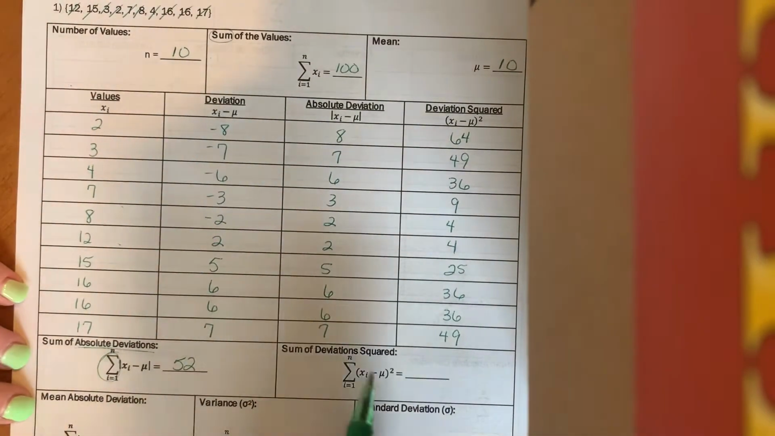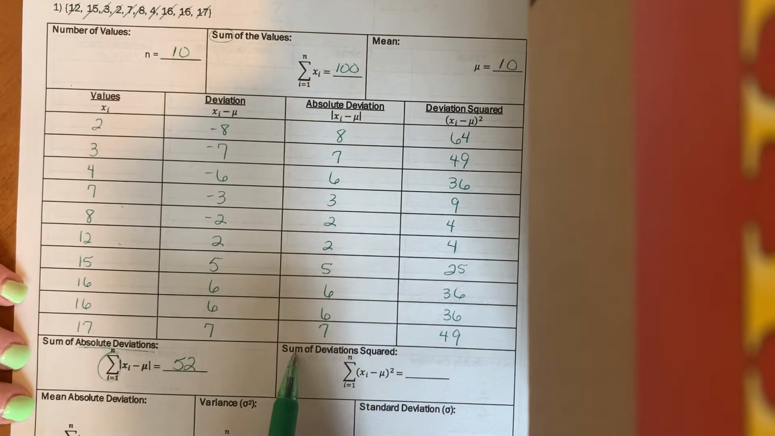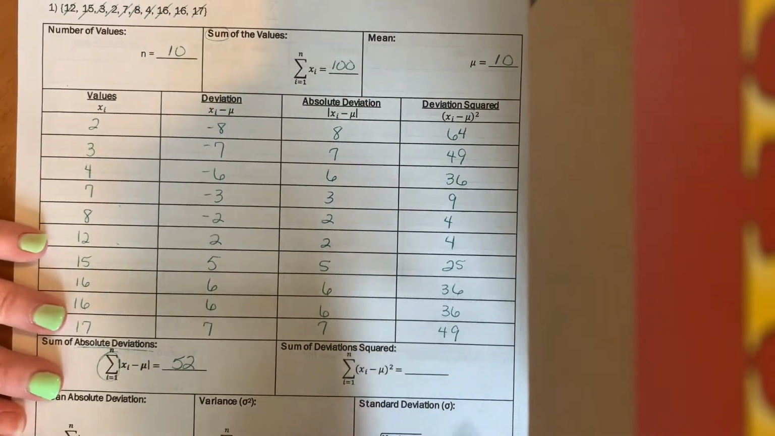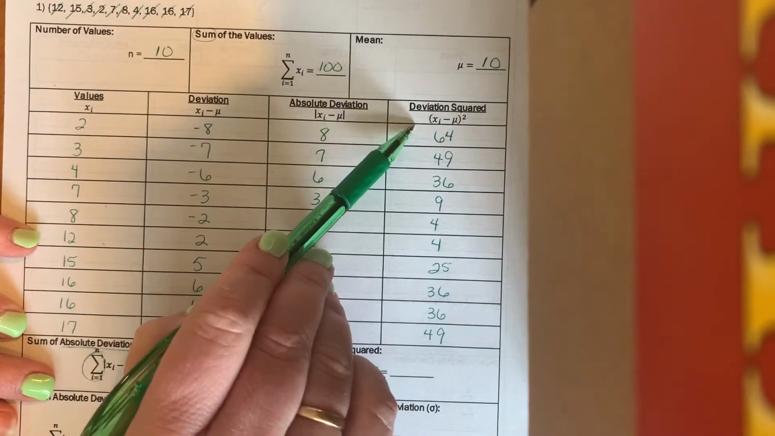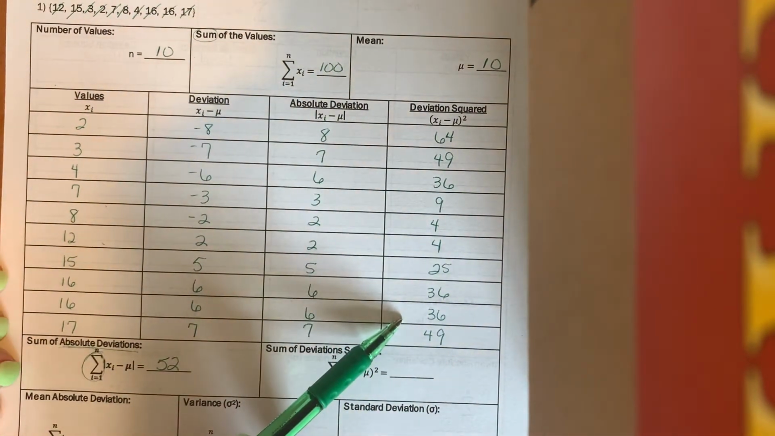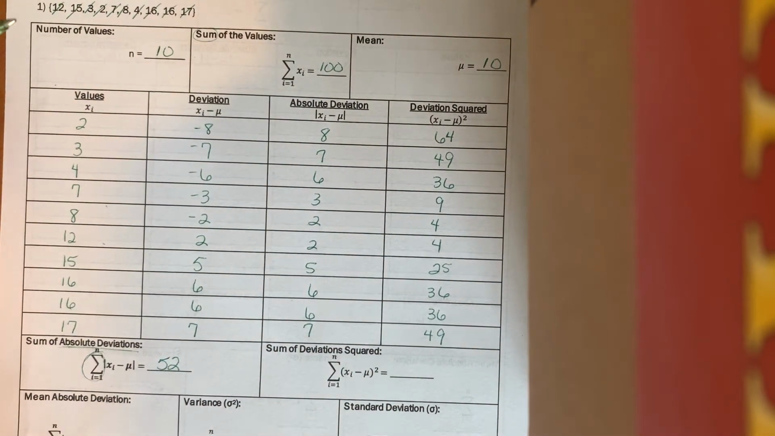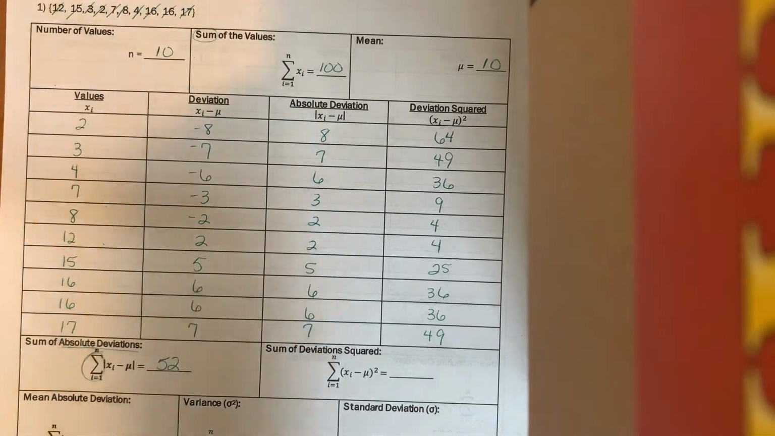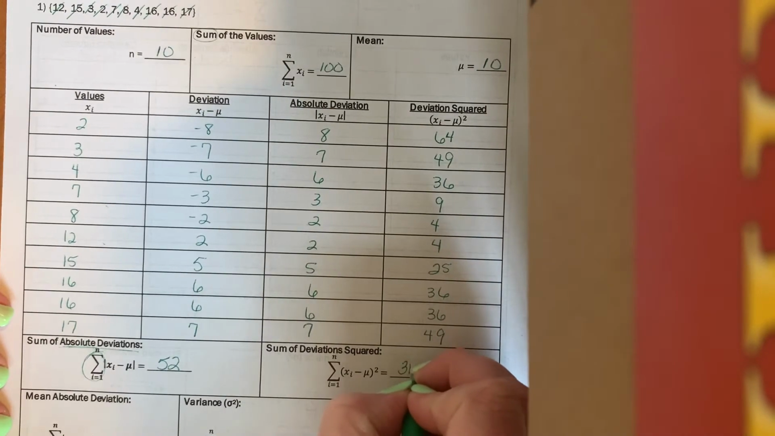52. Then this says sum again, meaning add up the deviations squared. These were our deviations squared. So we're going to add all of those up: 64 plus 49 plus 36 plus 9 plus 4 plus 4 plus 25 plus 36 plus 36 plus 49. I'm going to get 312.